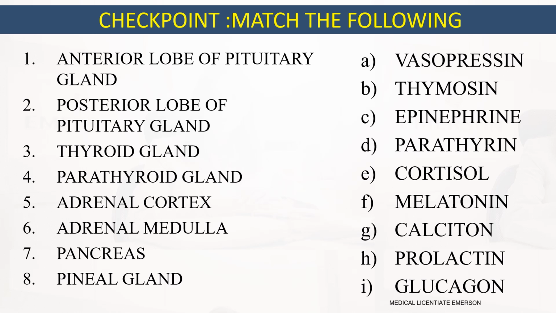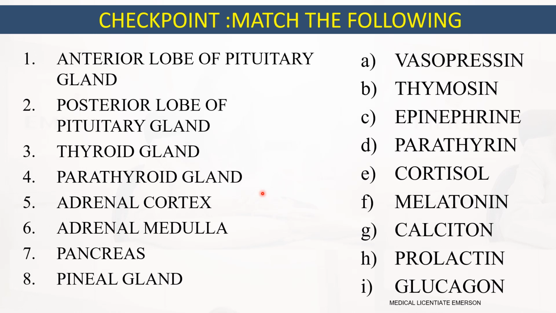Now, this is the checkpoint. This is my favorite matching question, which I always like asking students to see if they have understood the endocrine system. It is a matching question where you have to match column A and column B. Column A has the anterior lobe of the pituitary gland, the posterior lobe of the pituitary gland, thyroid gland, parathyroid gland, adrenal cortex, adrenal medulla, pancreas, pineal gland. And here we have vasopressin, thymosin, epinephrine, parathyroid hormone, cortisol, melatonin, calcitonin, prolactin, glucagon.